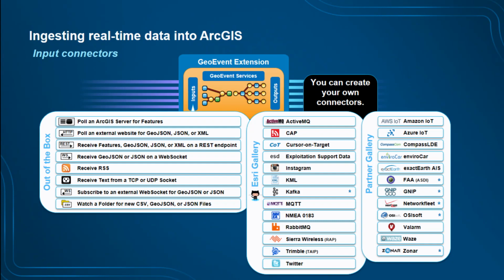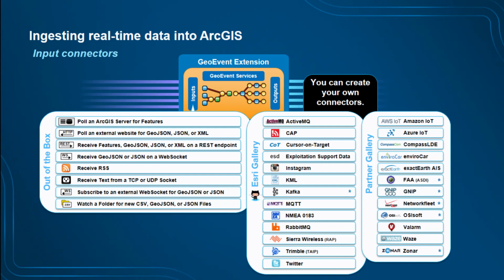If you have your data in the form of a flat file, or maybe CSV, GeoJSON, or JSON format, you can also have GeoEvent look for a folder. So those were all out-of-the-box connectors. As you can see in the center column, we have a lot of community-based connectors which are available on the Esri gallery.